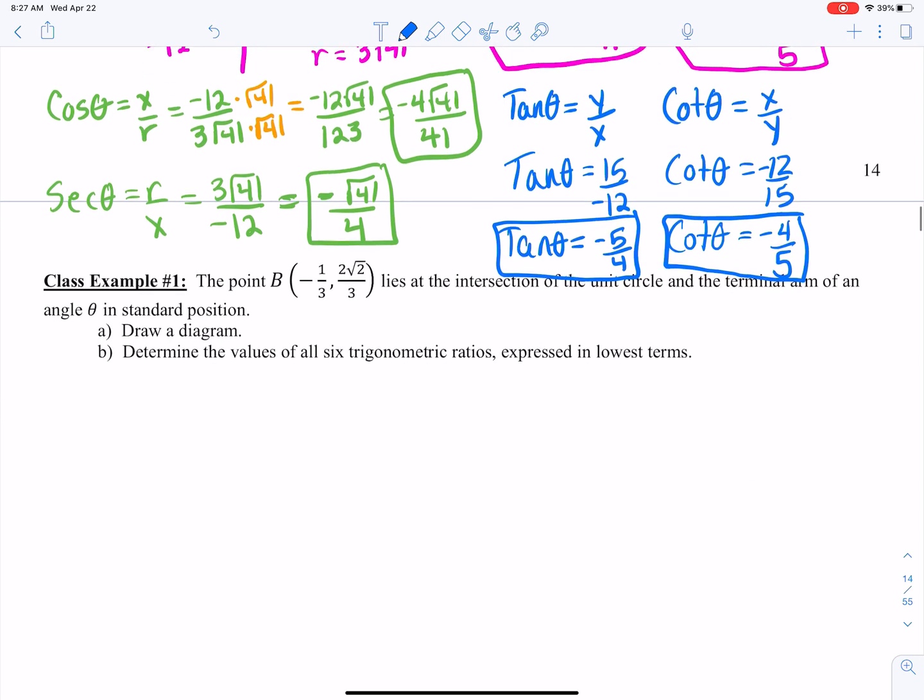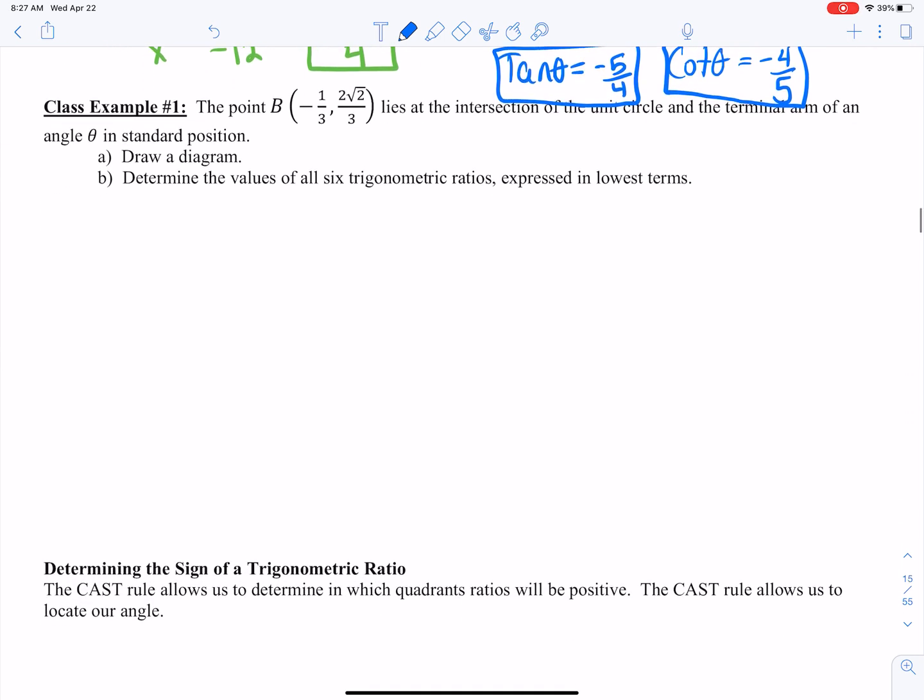So I'm going to let you go ahead and do class example number 1. I'm going to set it up for you a little bit. Number 1, it's talking about this being on the unit circle. So we automatically know r is equal to 1. So the point B, negative 1/3 and 2 root 2 over 3, lies at the intersection of the unit circle and the terminal arm of an angle theta in standard position.